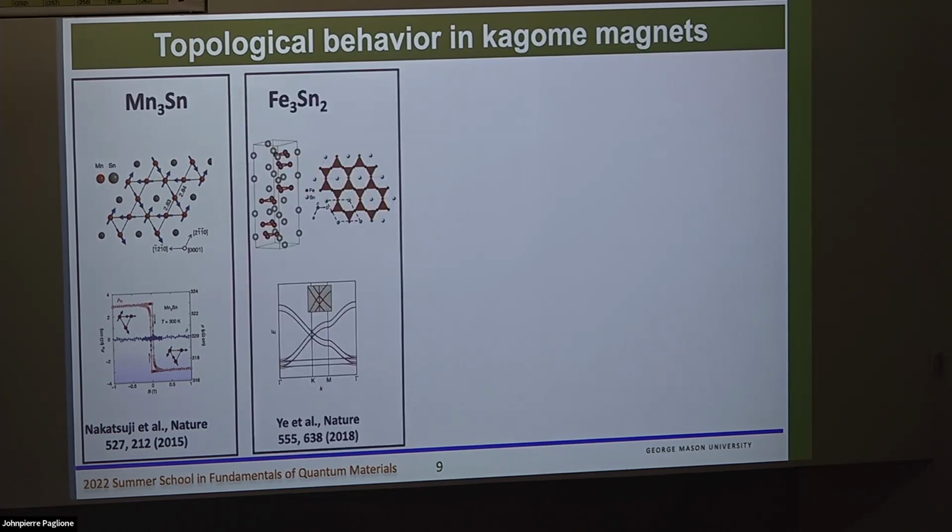Another interesting system is iron tin, where the iron atoms make the Kagome lattice just like shown here, but it has two Kagome layers nearby, so it is a bilayer Kagome system. The interesting feature is that this is a ferromagnet. When there is a ferromagnet and spin-orbit coupling, you can open a gap at these places and give rise to a large anomalous Hall effect. They observed this gap in this system, and that's all about this case.